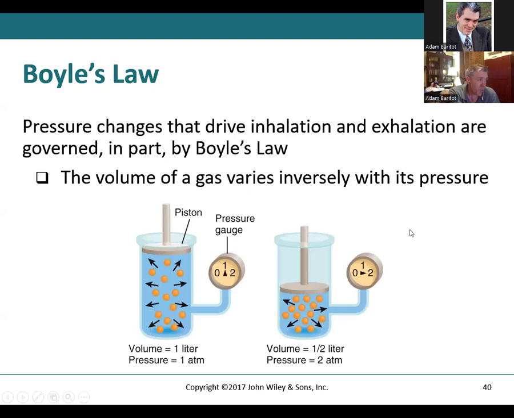This is governed by Boyle's law. Pressure changes that drive inhalation and exhalation are governed by this. Volume of a gas varies inversely with its pressure. So as you inhale, we see a greater amount of pressure in there. We see 1 liter at 1 atmosphere. As you exhale, we've got half a liter at 2 atmospheres. That's why an increase in pressure will drive gases out. A reduction of pressure will drive gases in. We increase the volume of gas by reducing our pressure. That is the physics behind the movement of our breathing.